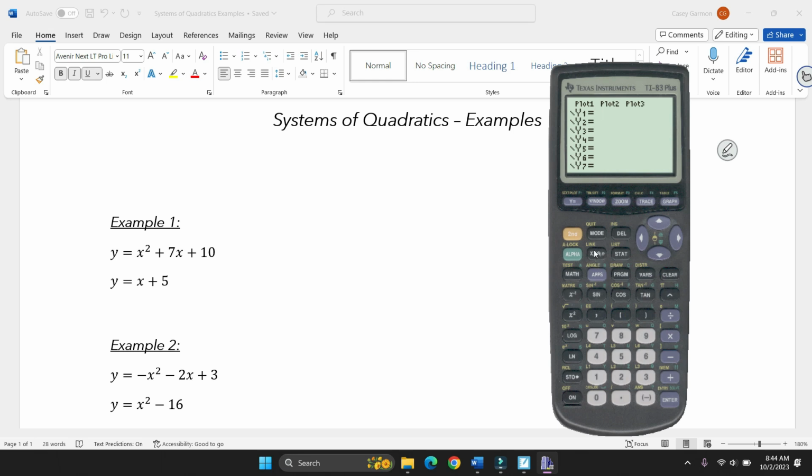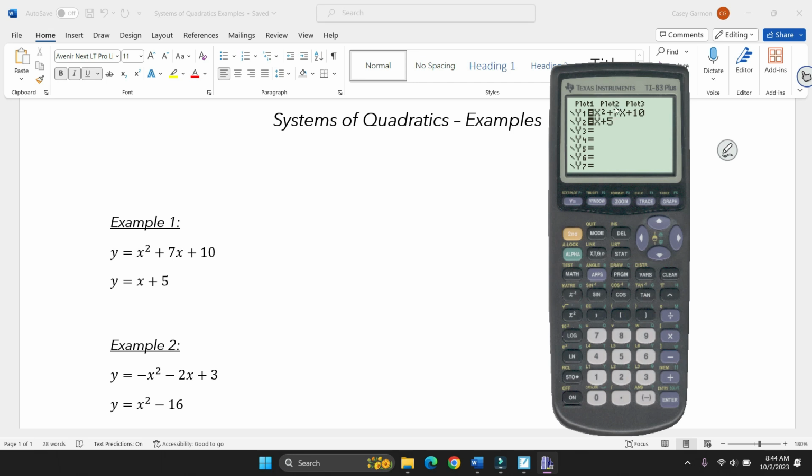So my first equation is x squared plus 7x plus 10. And the second equation in our system is y equals x plus 5. Oops, go back here. X plus 5. All right.